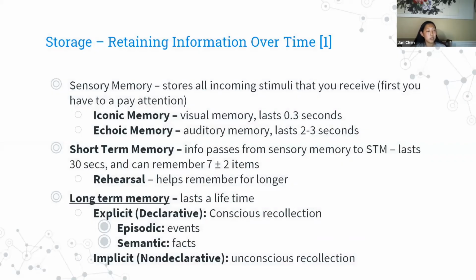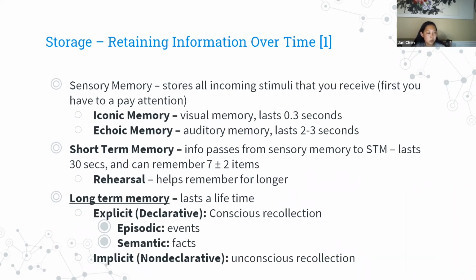Then there's storage, being able to retain this information over time. This is the second step. You have your sensory memory, which includes iconic memory and echoic memory. It doesn't last very long, a couple of seconds at most. It's your visual memory and your auditory memory. Then you have your short-term memory, which takes information from the sensory memory. It lasts about 30 seconds and can help you remember 5 to 9 items, so 7 plus or minus 2. Rehearsal can help you remember this for longer.